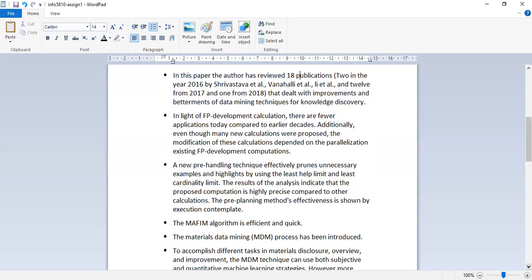And this was suggested in 2016 by Vanahali, which is a brilliant point. And also the MAFIA algorithm is very effective and also very quick.